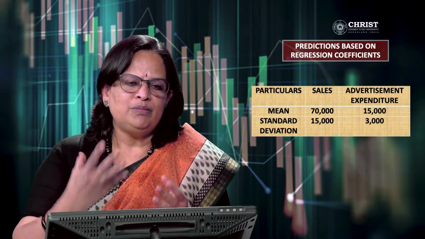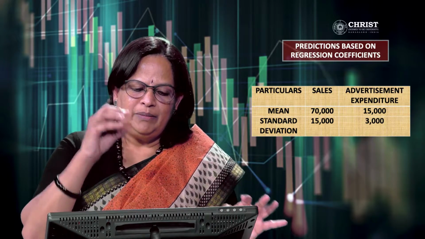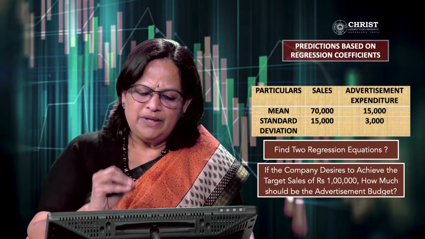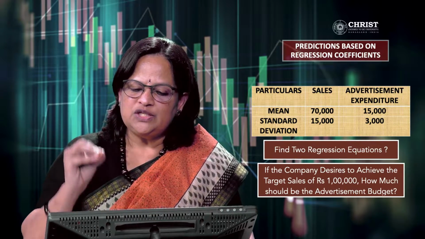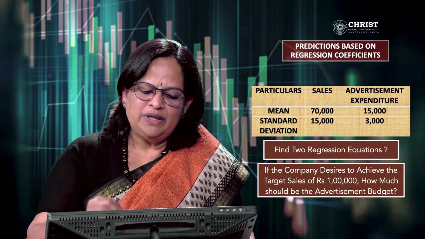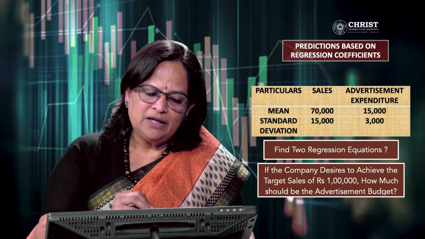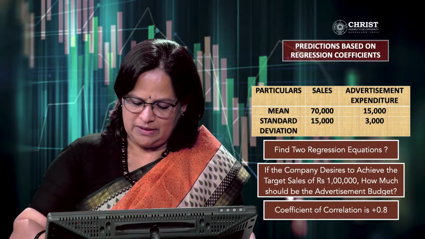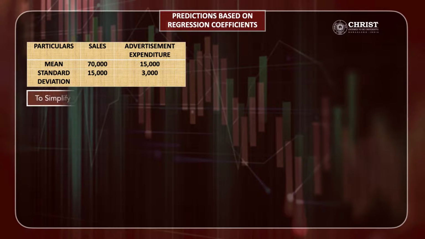Now the second problem. The following data is available in respect of sales and advertisement expenditure. So you can relate to how we use this in prediction for business. The table gives mean values and standard deviation values. You have to find the two regression equations. The second question is, if the company desires to achieve the target sales of rupees 1 lakh, how much should the advertisement budget be? And third, it is given that the correlation coefficient value is plus 0.8. Now, to simplify the calculations, we can omit the zeros.